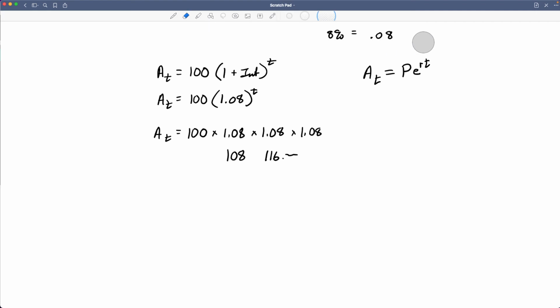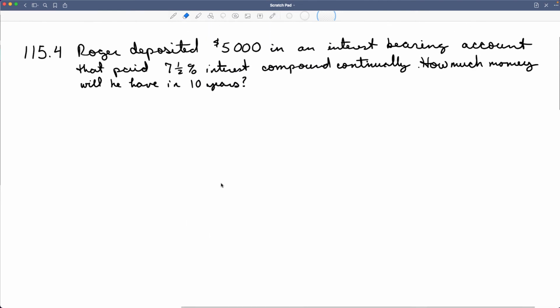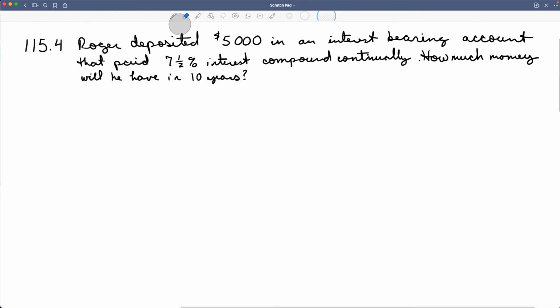So let's look at these right here. Let me clear this off, and I'm going to scroll down. There it is. All right, so let's look at this problem. Roger deposited $5,000 in an interest-bearing account that paid 7.5% compounded continually. How much money will he have in 10 years?